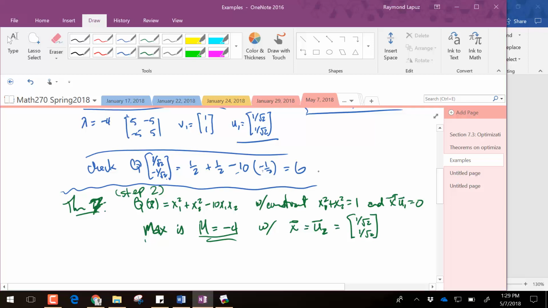Okay, in fact, this thing that we just did in our last step when we said check, we don't have to do that either because our theorem already said that the maximum is going to be 6, and then the maximum happens at this unit vector, the unit vector which is the eigenvector that corresponds to that maximum value.